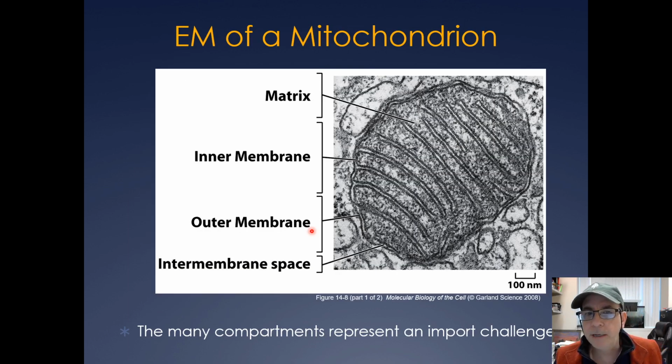So here's a great EM of a mitochondria. We actually saw this on the first day of class. You can see here the matrix, and then you can see the inner mitochondrial membrane and the inner membrane space that's between them. You can see it right in here, and then the outer membrane. And so these different compartments represent import challenges, and we'll look at how different proteins get transported to different regions and the proteins that are involved.